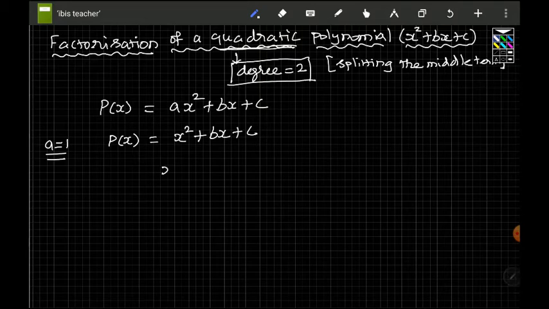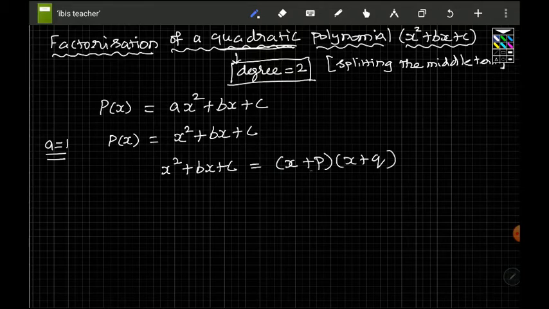Suppose when you factorize this x square plus bx plus c, you are able to write it as a product of x plus p and x plus q, which are the factors, and when you multiply this you get the left hand side x square plus bx plus c. This is the meaning of factorization. Factorization is writing the given polynomial x square plus bx plus c as the product of polynomials whose degree is less than the given polynomial.